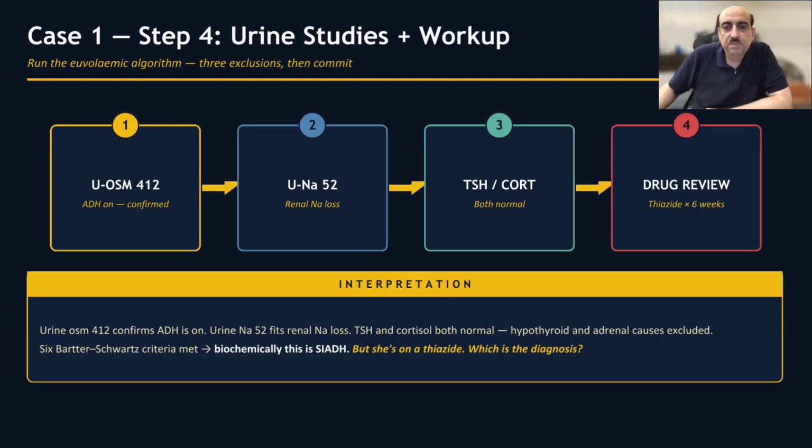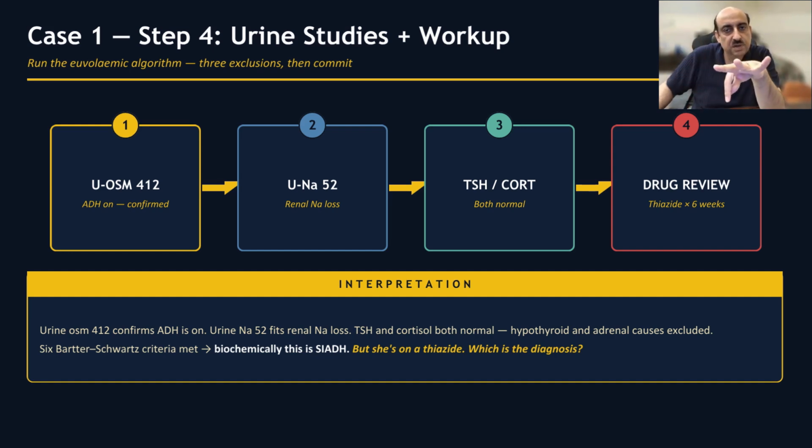Step number 4, the discriminator: urinary studies and workup. The patient's urine osmolality has come back as 412, which is again raised. That means ADH driven. Urinary sodium is 52. Kidneys are losing sodium, which goes with renal loss and also indicates it could be ADH driven. Let's look at the SIADH mimics. Thyroid and cortisol, both of them are normal, excluded. Let's look at the drug review.